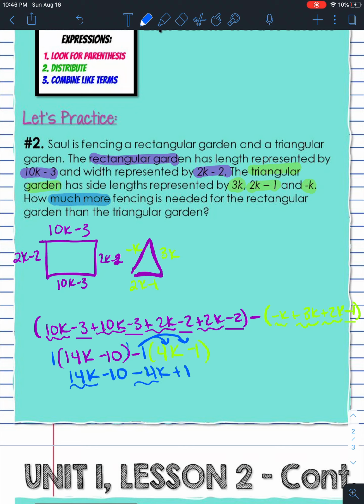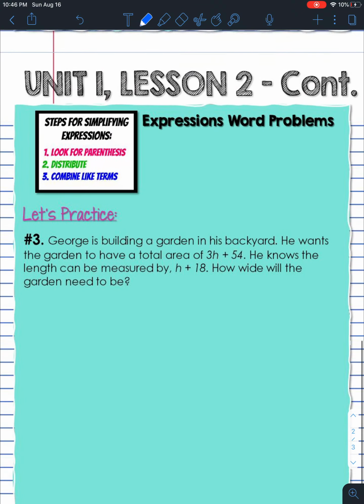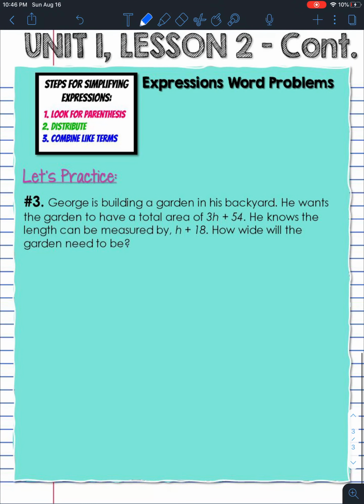Now I can combine my like terms again. So I have 14k minus 4k. It's going to give me 10k. And then I have negative 10 plus 1, which is going to give me negative 9. And that is the expression that represents how much more fencing I'm going to need for my rectangular garden than my triangular garden. Okay? So that represents the difference between the two.